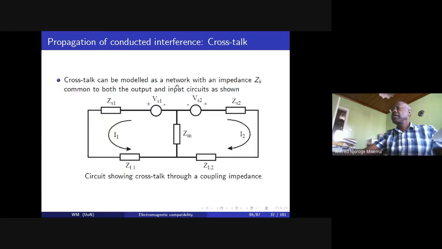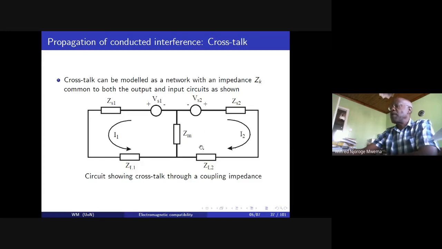So crosstalk can be modeled as a network with an impedance Zm. This should be Zm, not Zk, common to both the output and input circuit as shown here. That is, we have the source impedance for source 1 and the source impedance for source 2, and they are sharing a common path with a mutual impedance Zm, and therefore this would be the load 1 driven by Vs1 and the load 2 driven by Vs2.